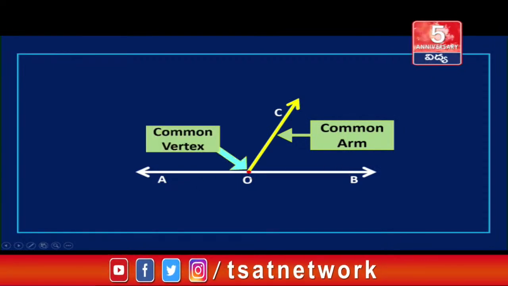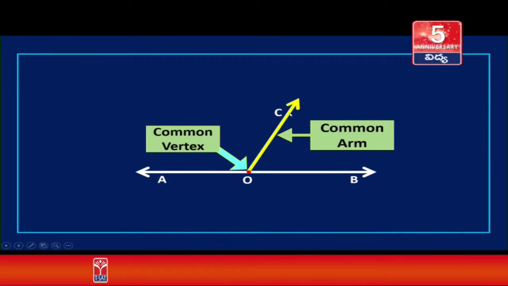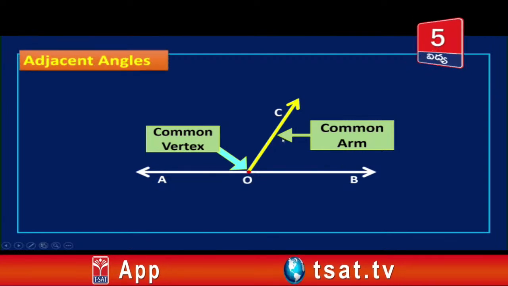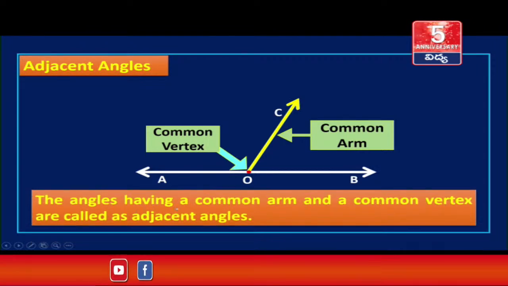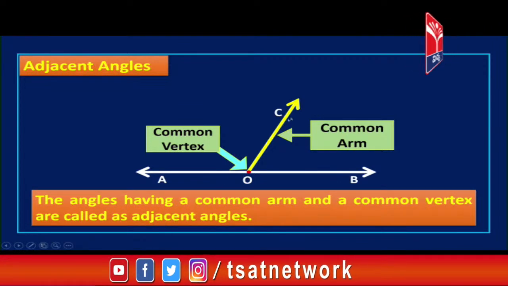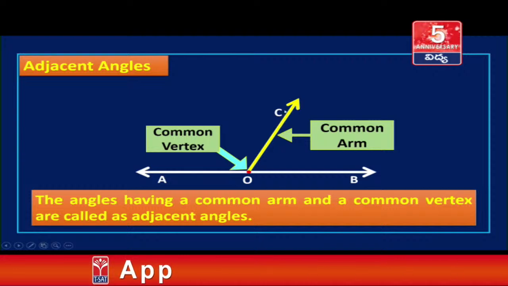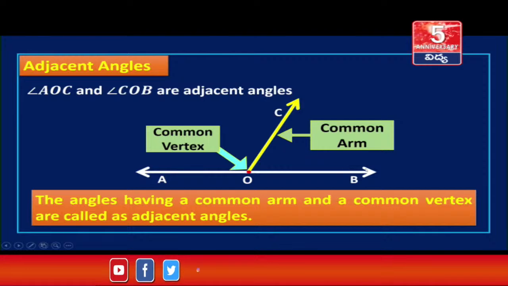Common vertex O of angle AOC, angle BOC. These angles are called adjacent angles. The angles that have a common arm and common vertex are called as adjacent angles. In this figure, OC is common arm, O is a common vertex. Here in this figure, angle AOC and angle COB are adjacent angles.